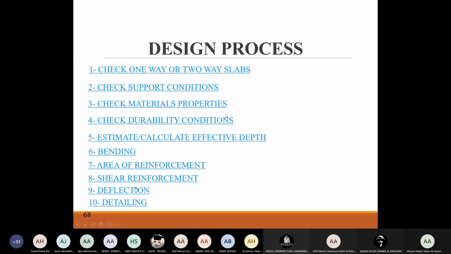Anyhow, there are five failures you need to take into account when designing for a slab. One is durability. Second is bending. Third is area of reinforcement, that you should not exceed the minimum and the maximum. Fourth is shear reinforcement. Fifth is deflection. If I am safe in these five areas, I can say that my element is properly designed. Now let us start the first one.